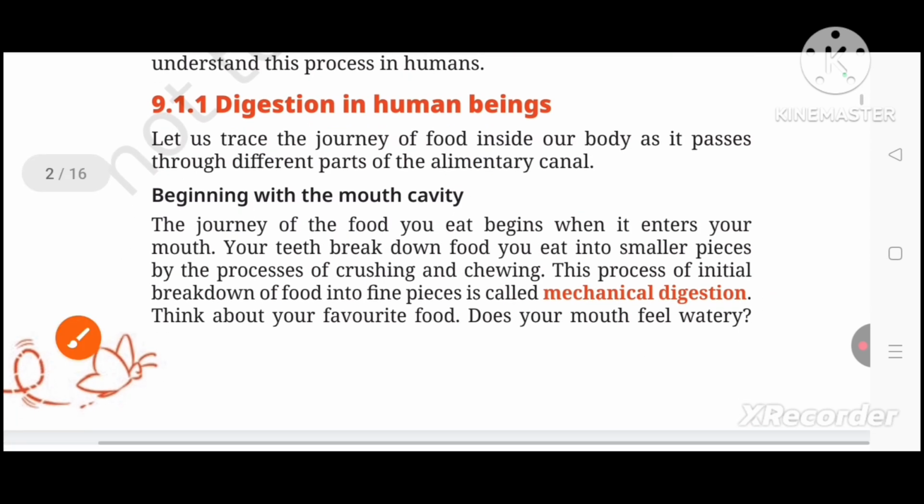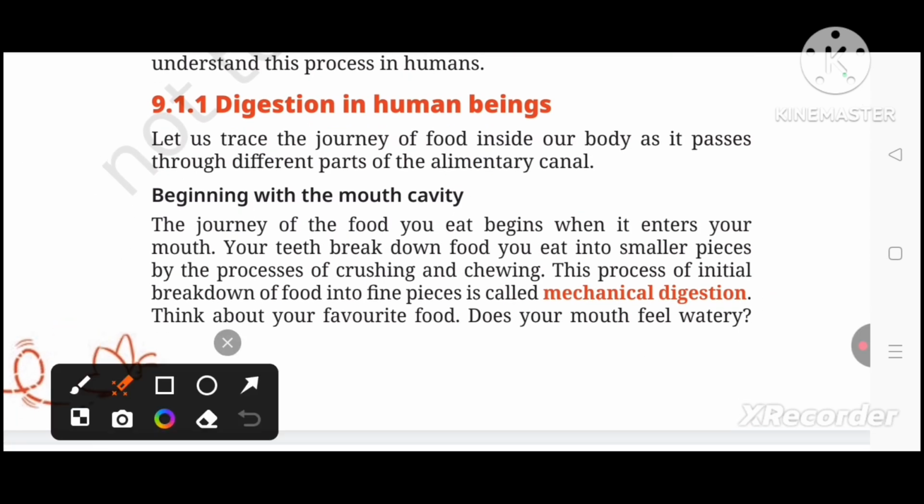Digestion in human beings, how does digestion happen? Let us trace the journey of food inside your body. It passes through the different parts of the alimentary canal. We have to trace the journey of the food as it passes to the esophagus, the stomach, the duodenum, the small intestine, and then goes into the large intestine and is stored in the rectum. Begin with your mouth cavity.